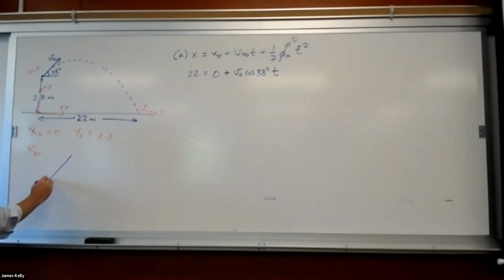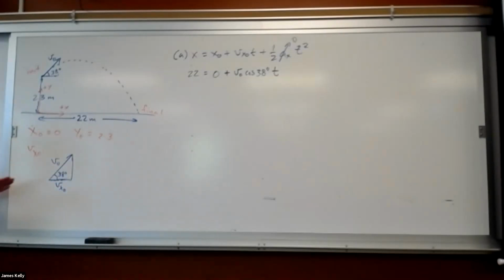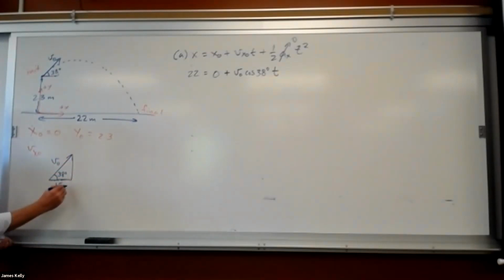So I'm going to imagine I've got a vector here of length V0. I don't know what V0 is, the initial speed. It wasn't given in this problem. But I do know that it's at an angle of 38 degrees with respect to the horizontal. The thing that appears in this equation is Vx0. So if I know the length of the hypotenuse is V0, and I'm going through the angle, I multiply that V0 times the cosine of 38 degrees.